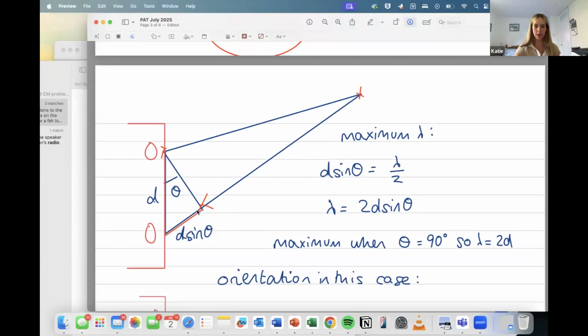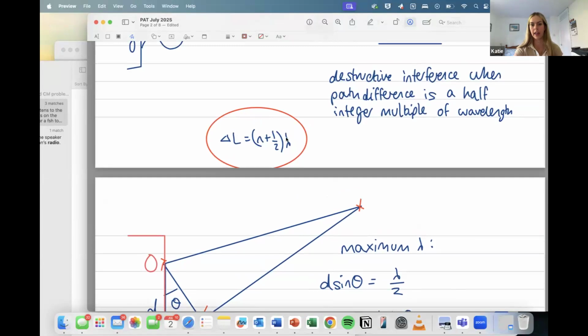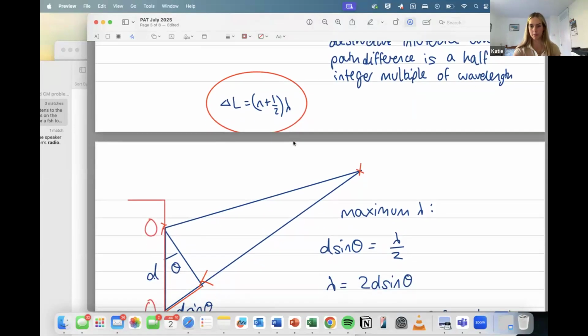Close the Q&A. So back to part C. This extra distance is d sine theta, and that's what we want to equal a half integer multiple of the wavelength. For the maximum wavelength, I'm just going to say that this is lambda over 2, because if I was to put a bigger value of n into this equation, it would mean that my lambda is going to be smaller. So we're looking for the maximum lambda.